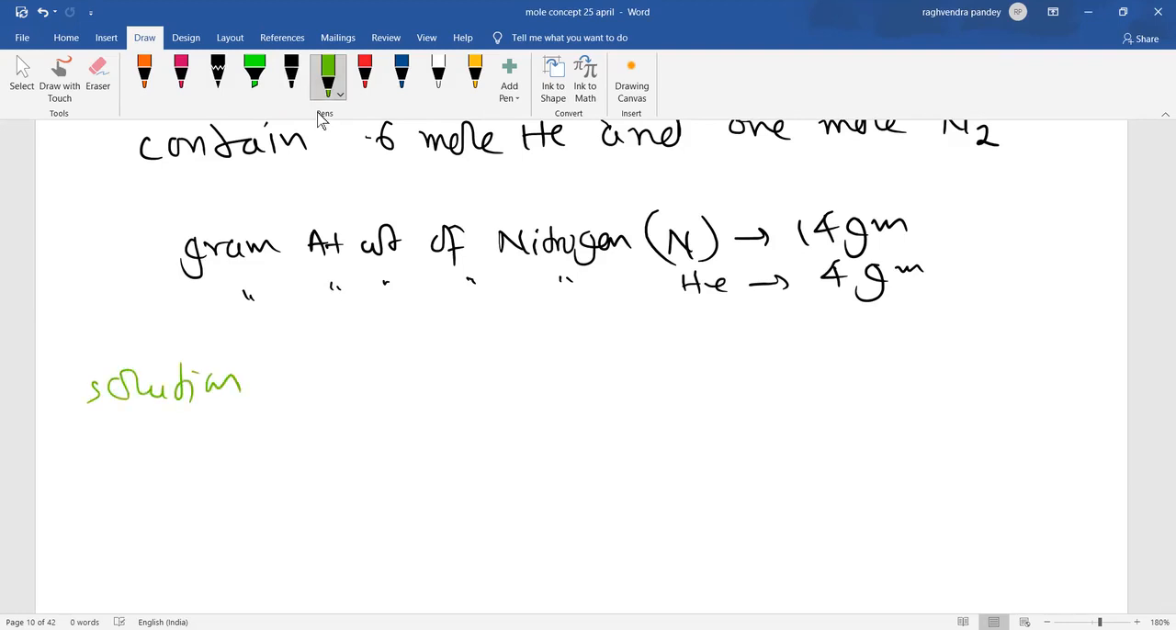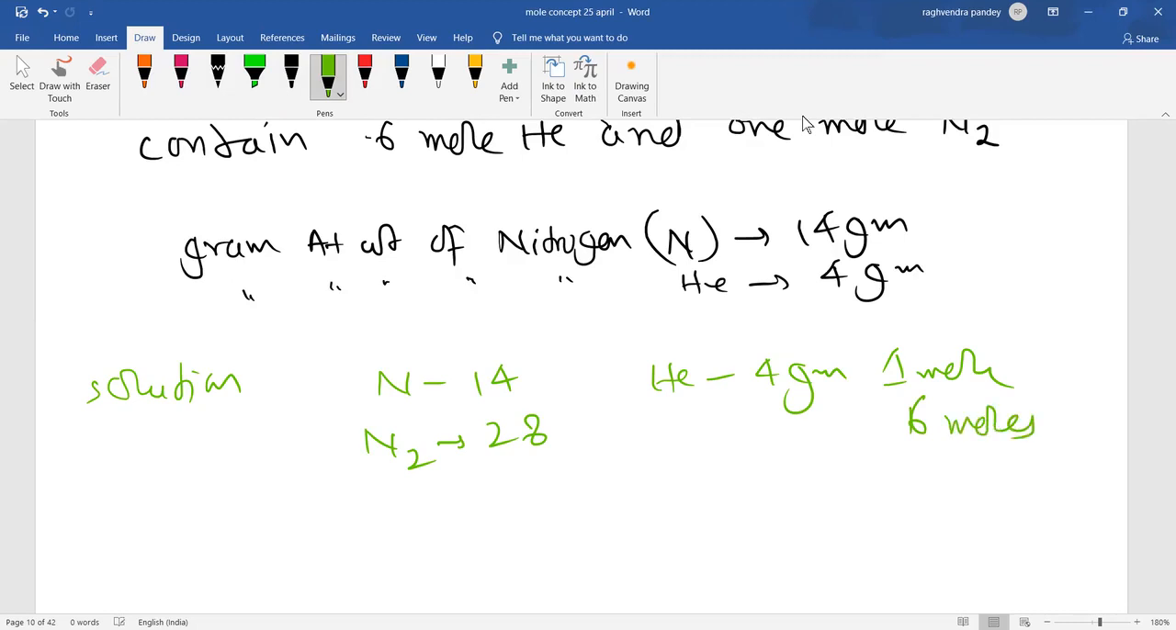Nitrogen N has 14, so N2 will become 28, and that is for 1 mole only, so no problem. Helium is 4 gram for 1 mole, because that is a gram atomic weight, so that is always for 1 mole. And for 6 moles, that will be 24. So add these two, you will get 52. That's it.